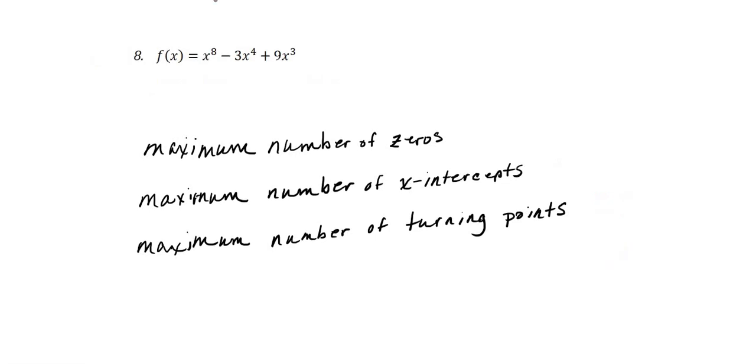Problem 8, I have a polynomial of degree 8. The maximum number of zeros is 8. The maximum number of x-intercepts is 8. And the maximum number of turning points is 8 minus 1, which is 7.